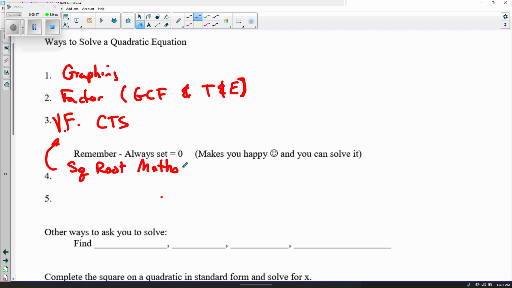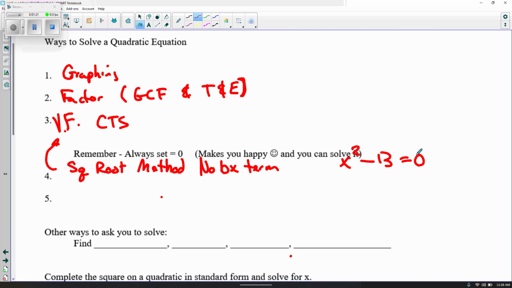Now, I don't really use this one very much, because it is really the complete the square method. If you take the square root of something, then you're doing the square root method in my brain. But this would mean that there is no bx term. An example of this would be if you had x squared minus 13 equals 0.